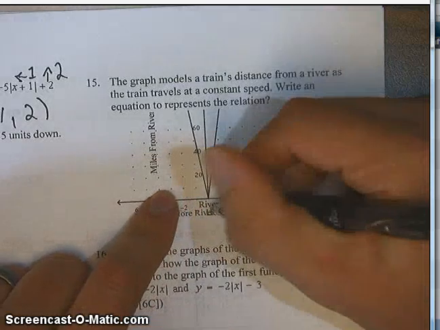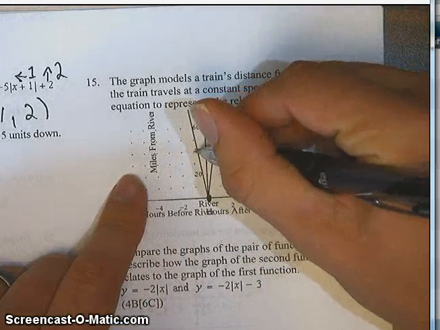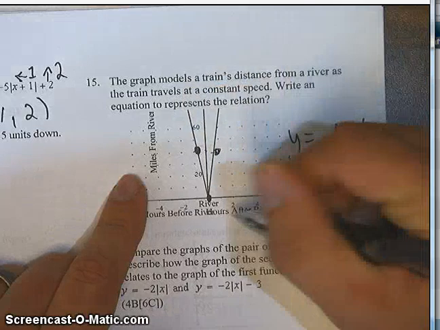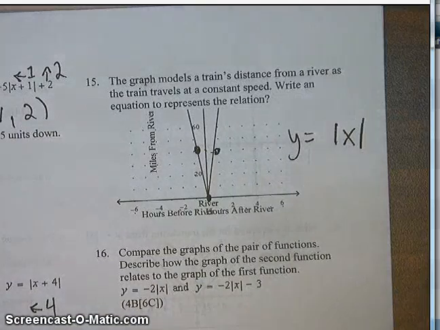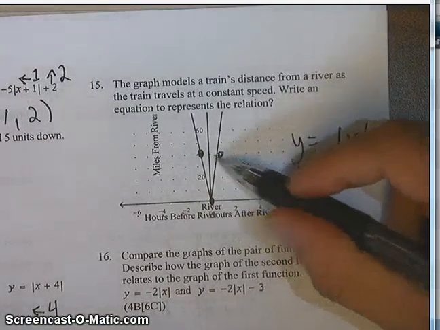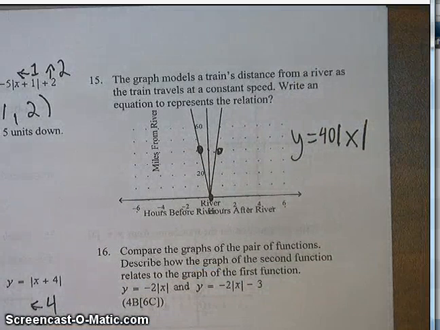And the way we're going to figure it out is, so how I went up 40 over 1. So that's up 40 over 1. So the number in front of there is just that slope, that steepness. Up 40 over 1, so I write a little 40 in front here. That's just 40 absolute value of x.